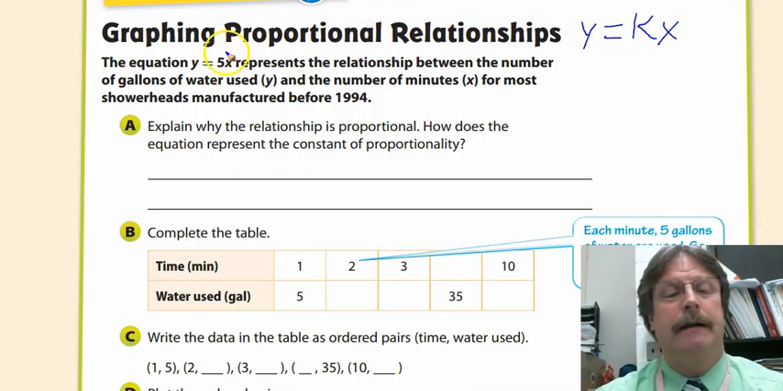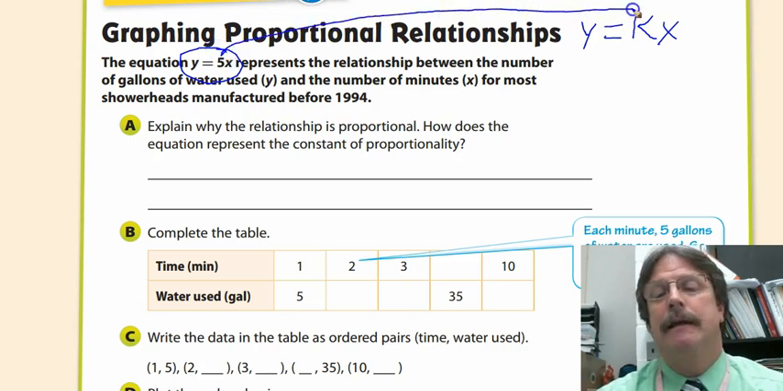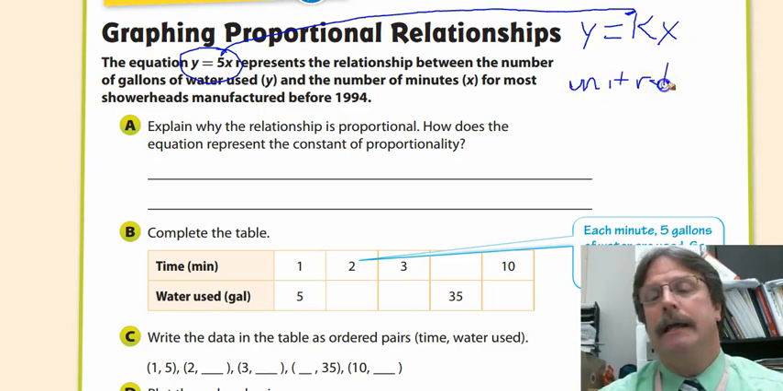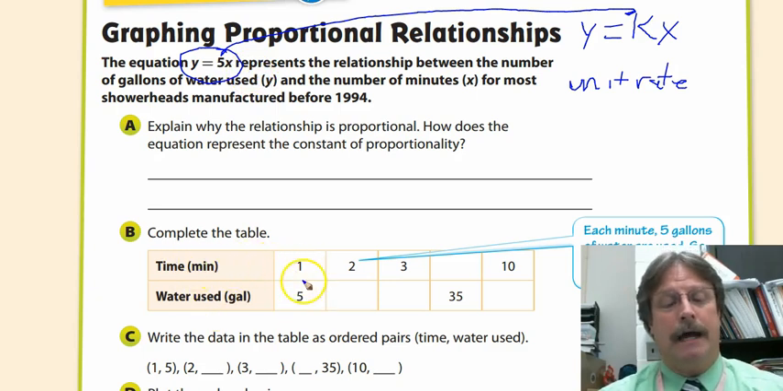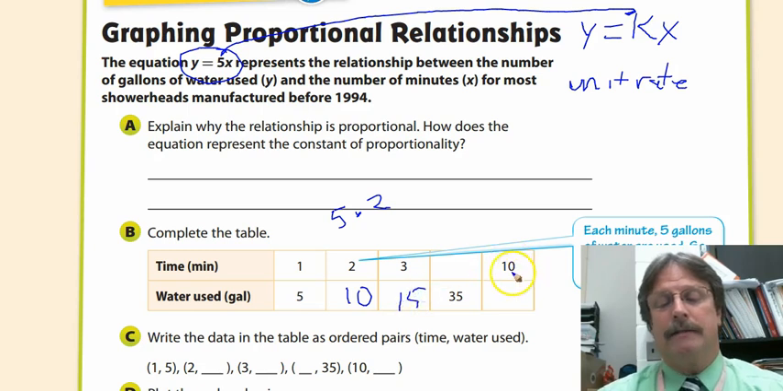Drawn over here, y equals kx. And if we take a look at this equation, y equals 5x, this 5 is in that k position. k is our unit rate. What that's telling us is that whatever x is, the y is going to be 5 times that amount. Down here, we have water and the time. If x is 2, 5 times 2 is 10. If x is 3, 15. If x is 10, 5 times 10 is 50.